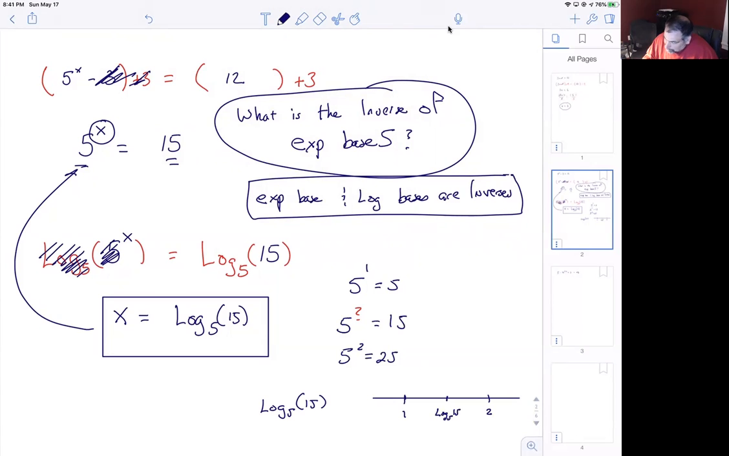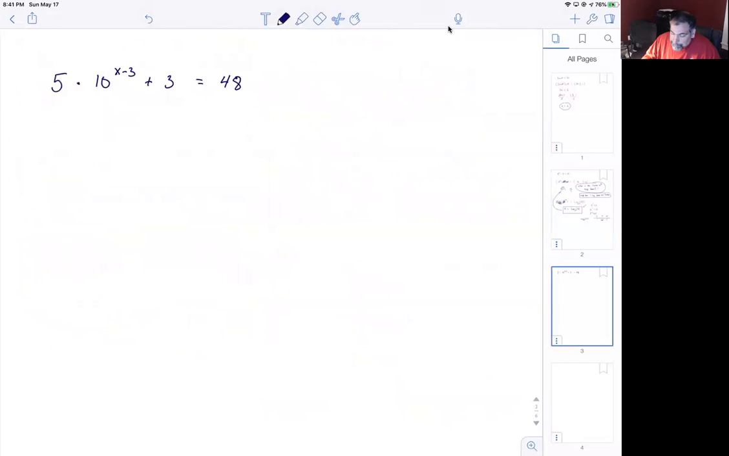And when we raise 5 to the 1, the output would be 5. When we raise 5 to the 2, the output would be 25. When we raise 5 to the log base 5 of 15, the output is 15. So this is our answer, okay? Hopefully that makes sense. We're gonna look at one more example.